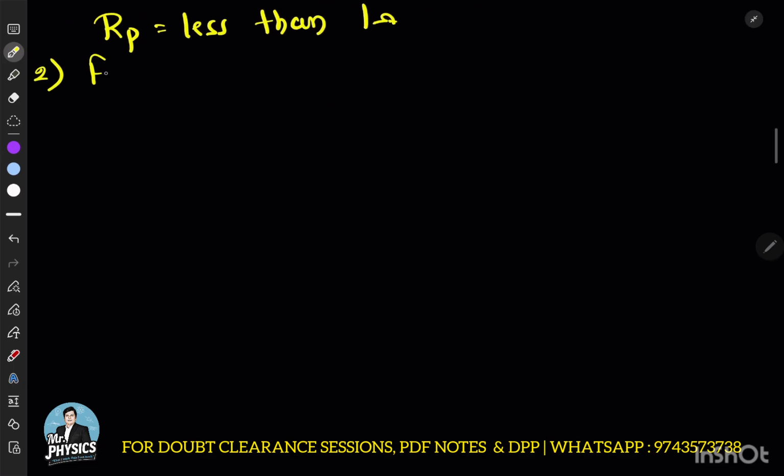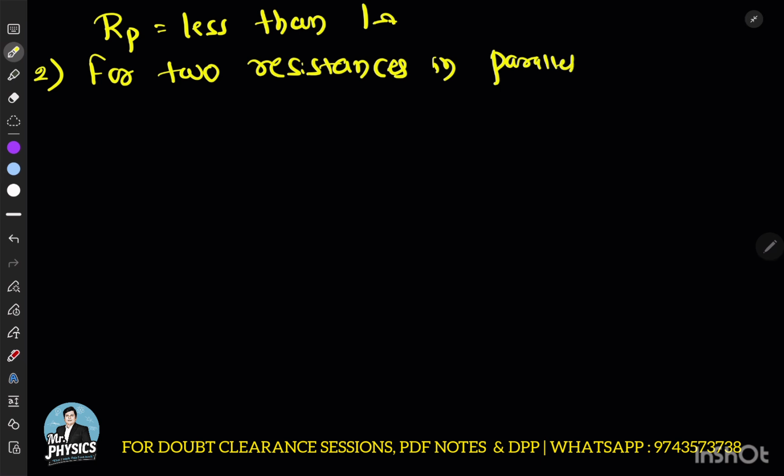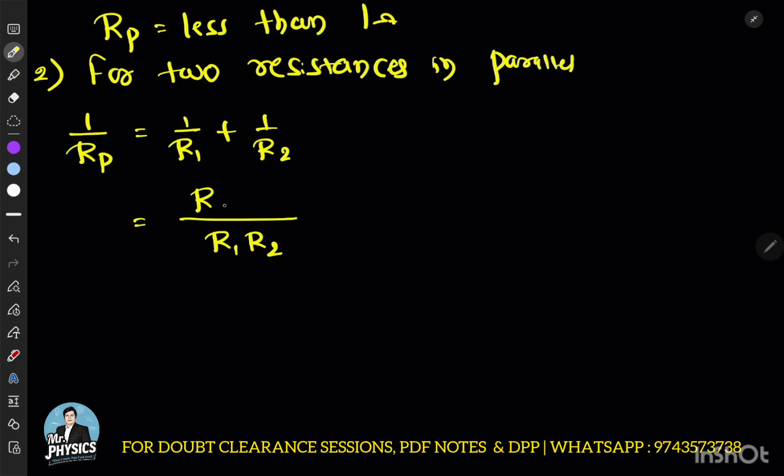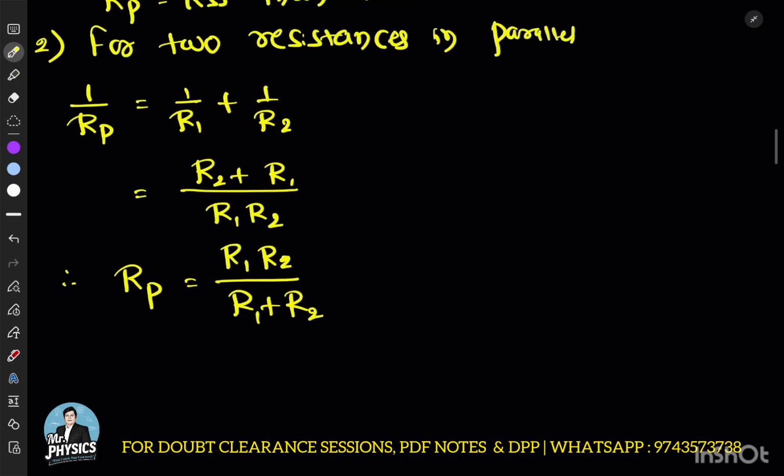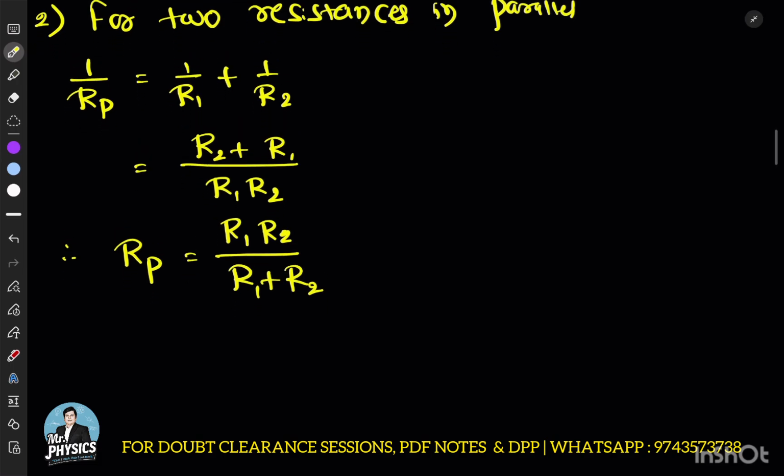Similarly, for 2 resistors we can take one shortcut. For 2 resistances in parallel, 1 by Rp equal to 1 by R1 plus 1 by R2, which is equal to R1 into R2 as the LCM; here I'll multiply and write R2 plus R1. Therefore we get Rp equal to R1 into R2 divided by R1 plus R2. Generally while solving we forget taking the reciprocal. For that we can make this a shortcut for 2 resistors only. This formula can be used only for 2 resistors.